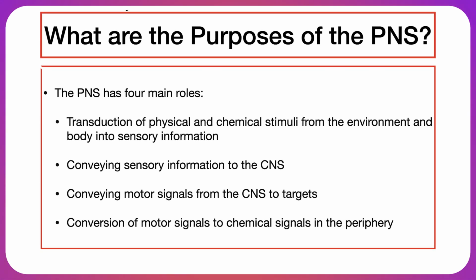So I would like to begin by first talking about the four main purposes or roles of the peripheral nervous system. The first role is that the peripheral nervous system is going to transduce physical and chemical stimuli from the environment and body into sensory information. The second role is that it conveys sensory information to the central nervous system. The third role is that it conveys motor signals from the central nervous system to targets. And then the last role is that it is going to convert motor signals to chemical signals in the periphery. So these are the four main roles of the peripheral nervous system.